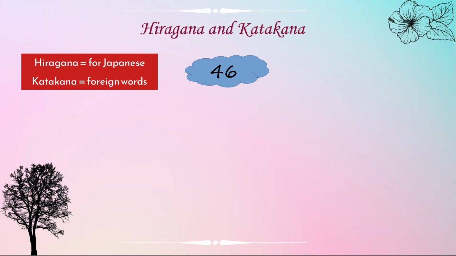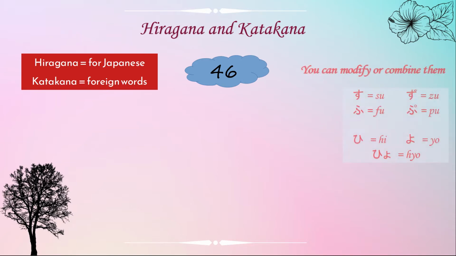So you have 46 hiragana and 46 katakana. So it's not so much, but be careful because you can modify and combine them. For example, the su hiragana, if you add the little two strokes on the top of it, it becomes zu. So the two strokes are called tenten. Then the hu hiragana, this time you can add kind of a circle which is called maru and it becomes pu. So you will have to learn how to modify them with tenten and maru.